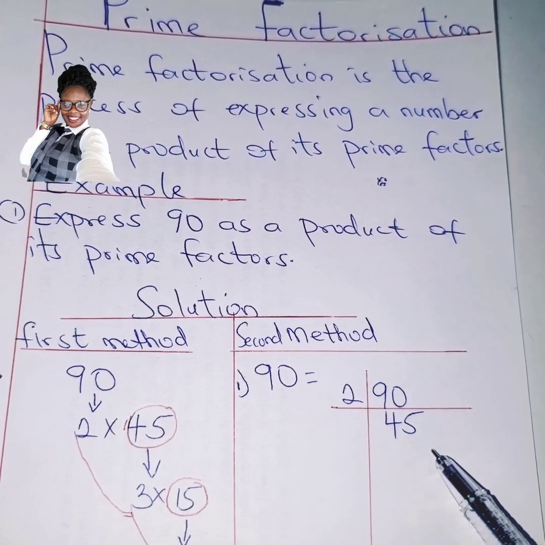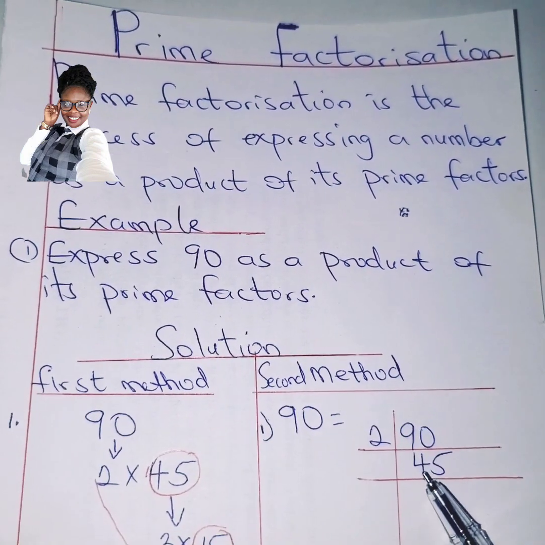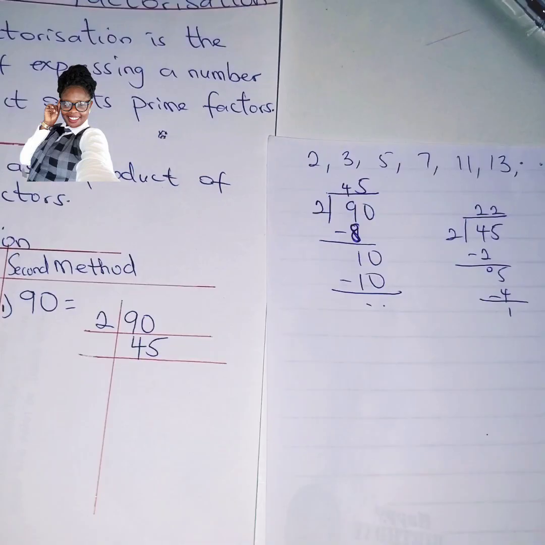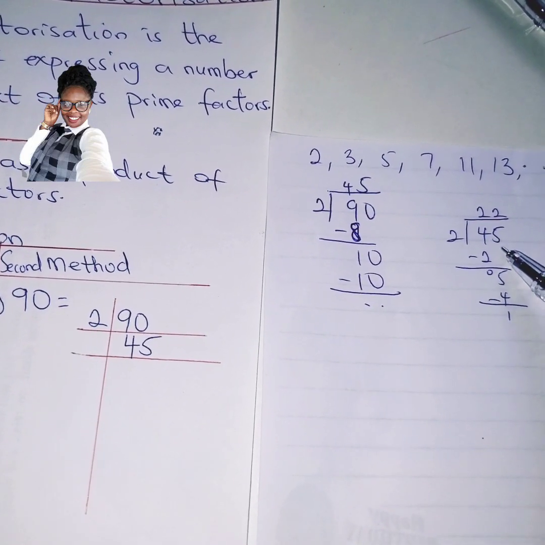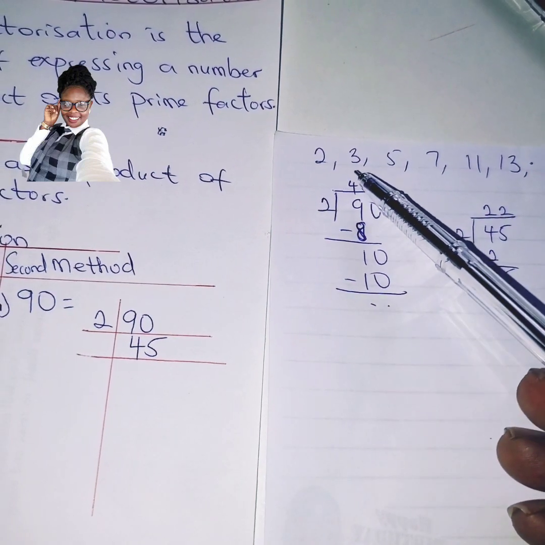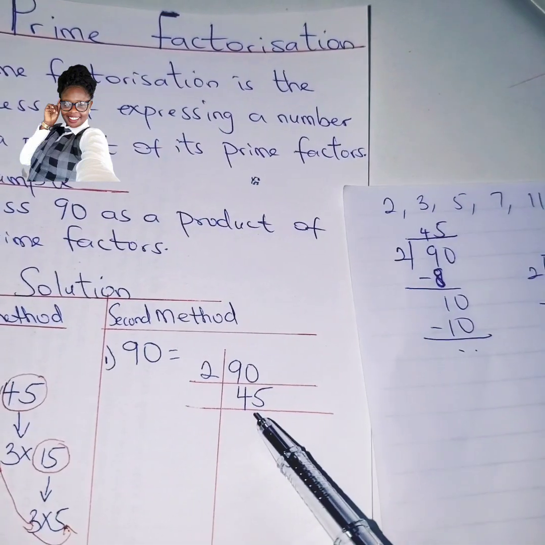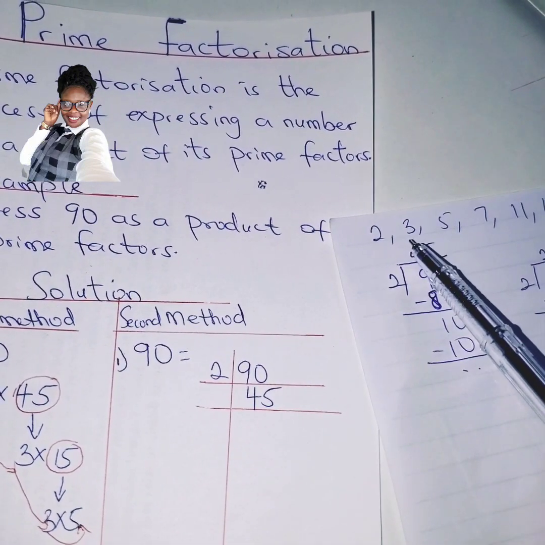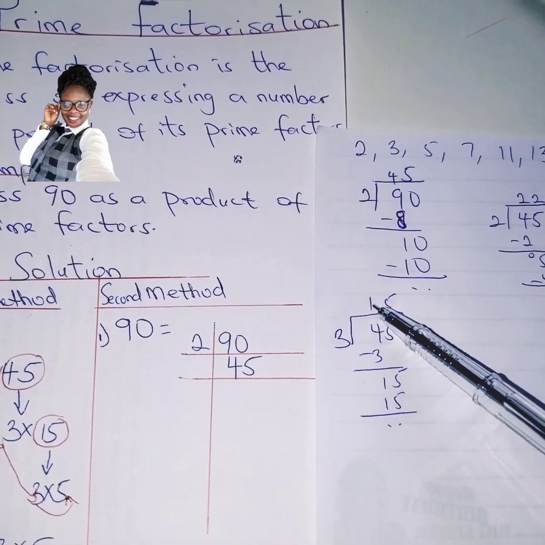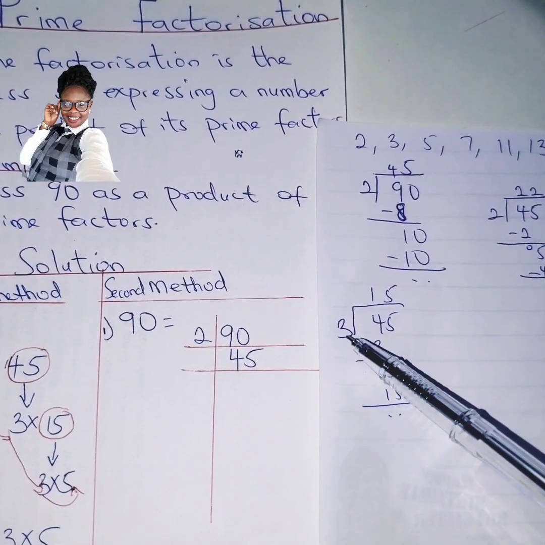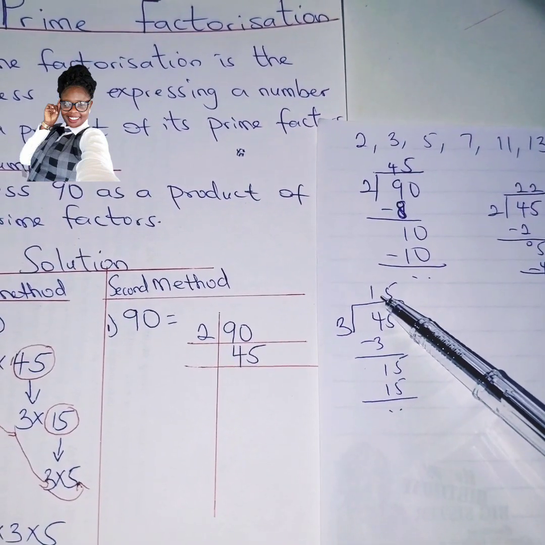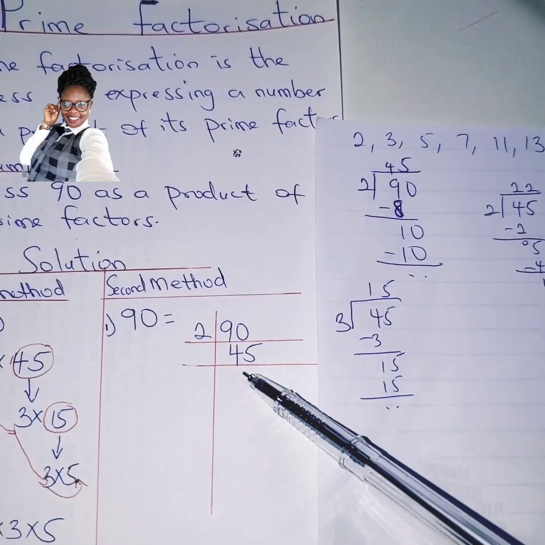Then you rule under this, and divide this number, which is 45, by 2 again to see if it can divide through. But 2 cannot divide 45 without having a remainder. For this reason, I'll move to the next prime number, which is 3. I'll divide 45 by 3. And 3 can divide through 45 15 times without remainder. 3 will be written outside here, while 15 will be written inside under 45, like this.